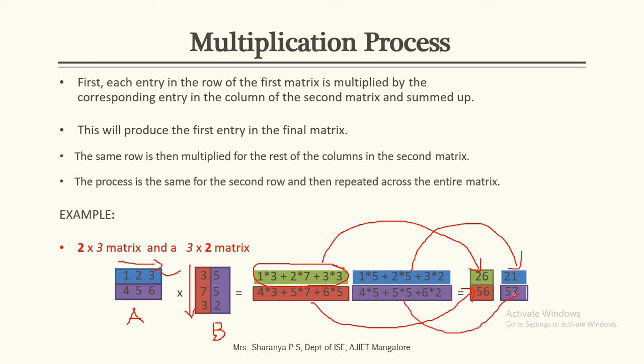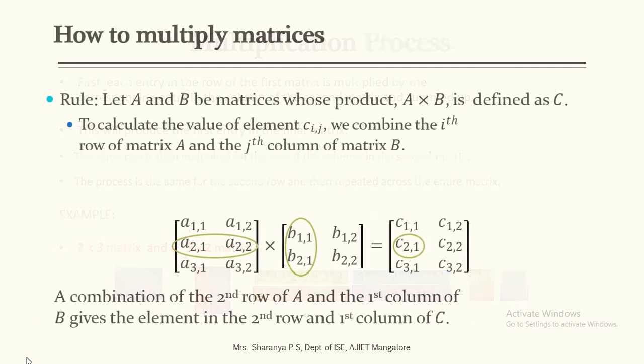This will obtain the one more element present in the resultant matrix. So, the final result that we obtain by the matrix multiplication of A and B is C matrix, which is having the order 2 cross 2. This is how we can perform the matrix multiplication.